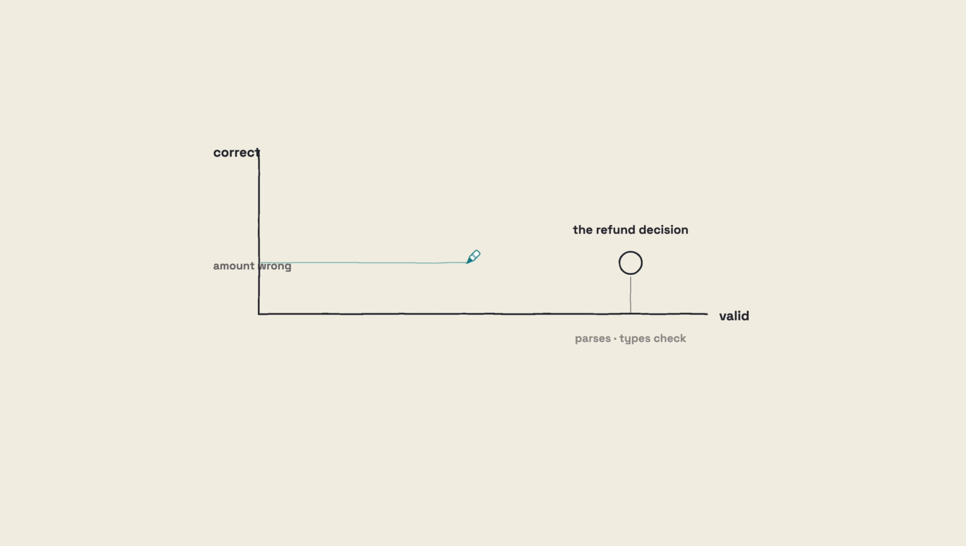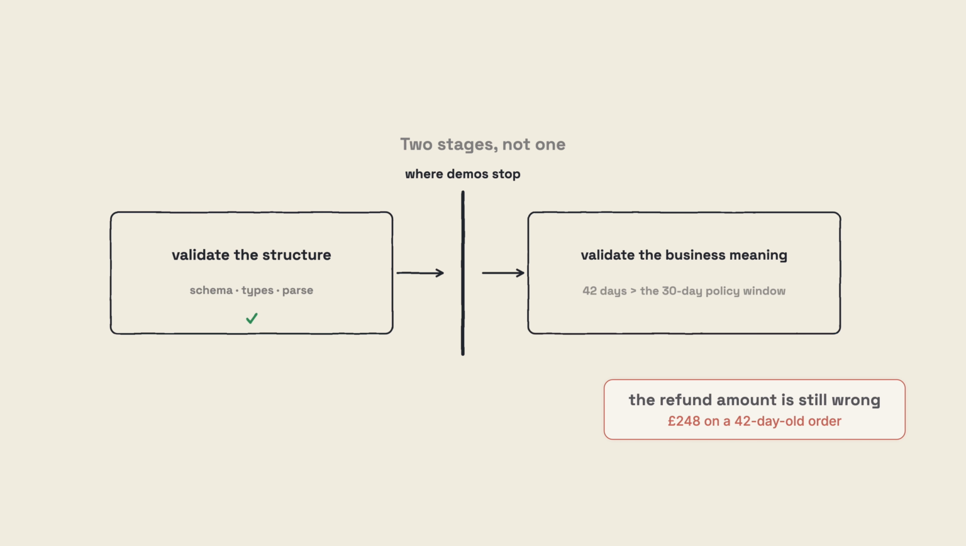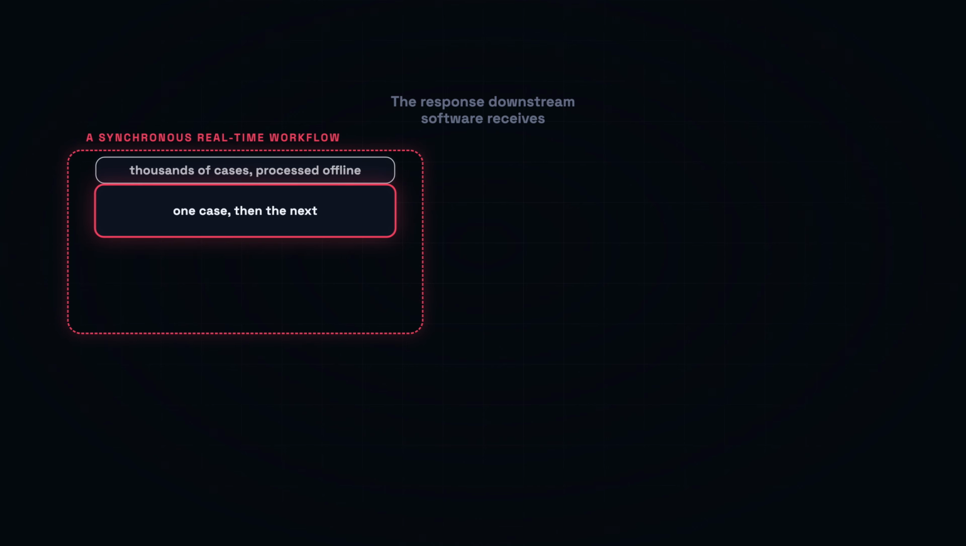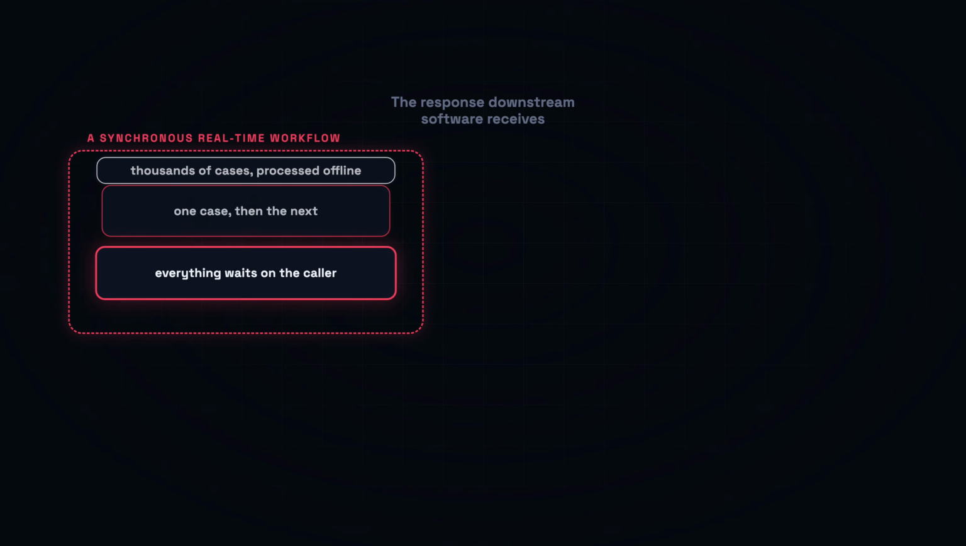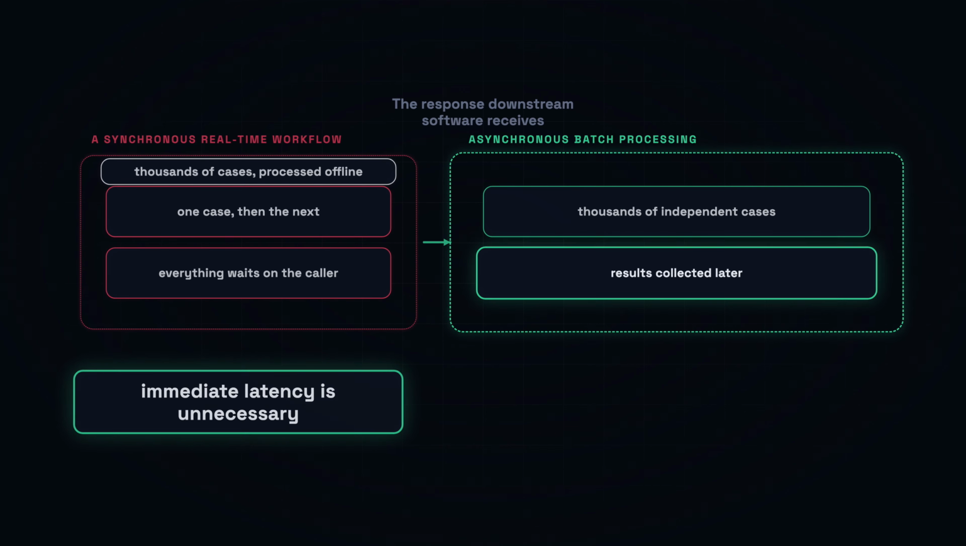Valid and correct are not the same thing. Validate the structure, then validate the business meaning. Many demos stop when the parser succeeds. Production architecture cannot. If thousands of independent cases can be processed offline, do not build a synchronous real-time workflow simply because it is familiar. Use asynchronous batch processing when immediate latency is unnecessary.